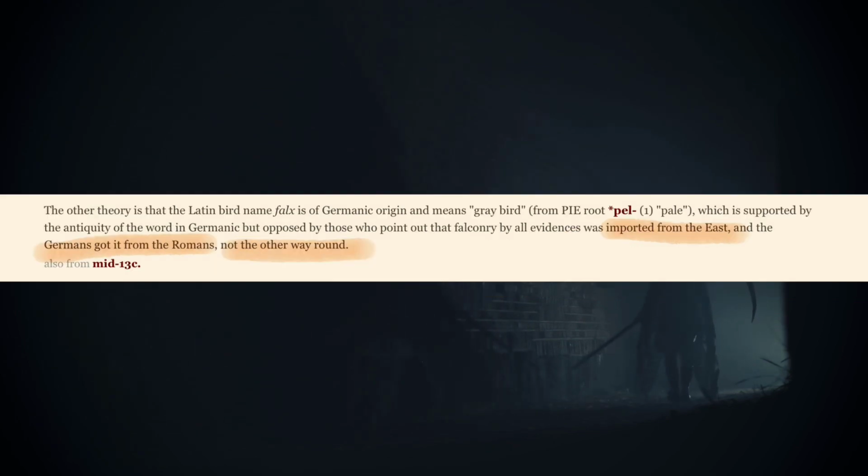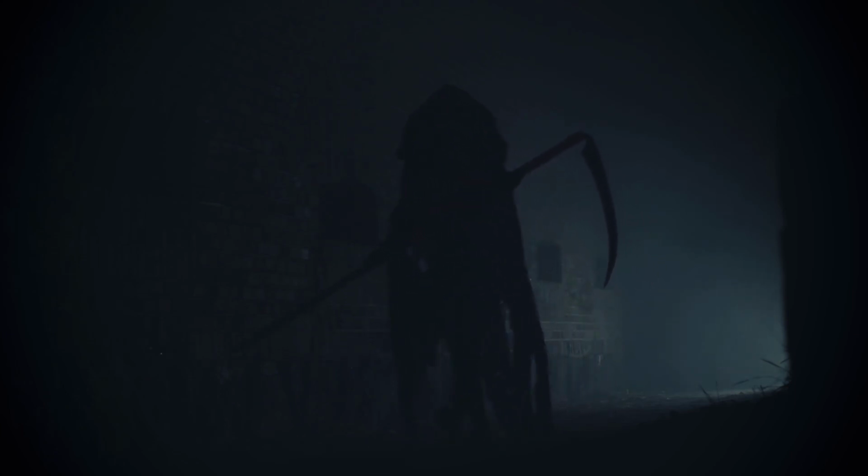It has been said too that the Proto-Indo-European root gel, meaning pale, came from the Romans, not the other way around. Only sharing these things to you, for we are told to be kakam or kakamim, meaning sagacious.